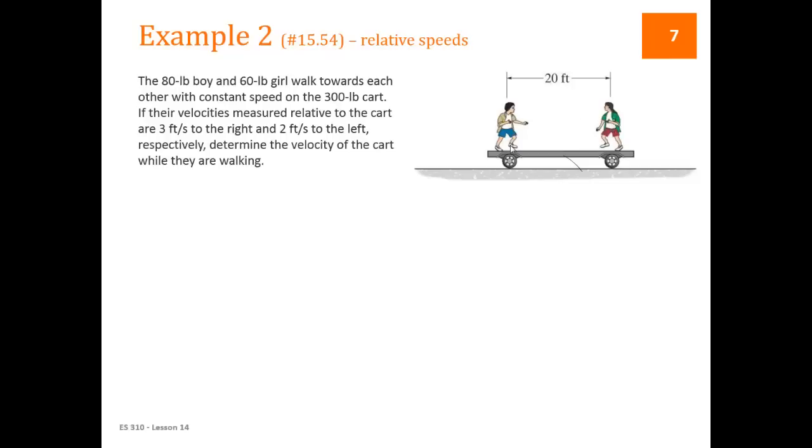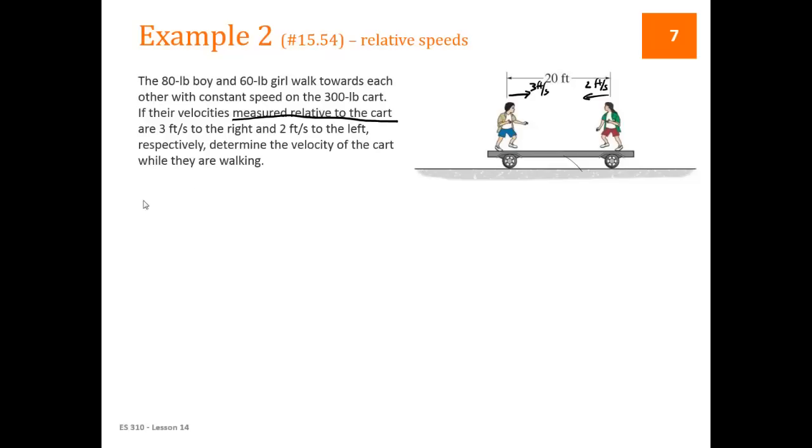The boy weighs 80 pounds. The girl weighs 60 pounds. The boy is moving at 3 feet per second, and the girl is moving in the opposite direction at 2 feet per second. But it tells us that those velocities are measured relative to the cart, so these are relative velocities. As they do this, the cart itself is going to start moving to conserve momentum, and we want to figure out what is the speed of the cart.